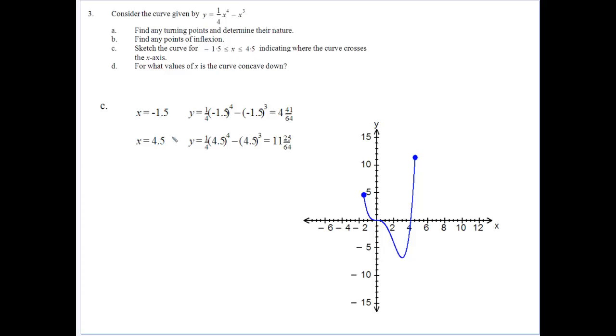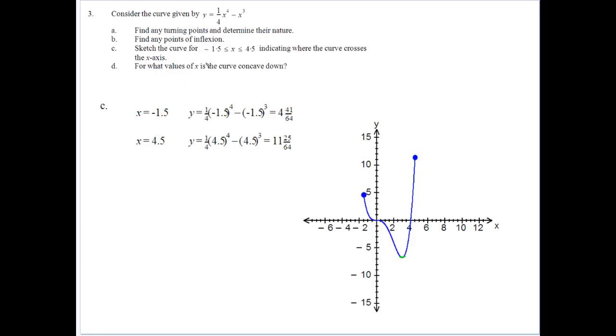So this is where we substitute those in and we get our y values. Not pretty values, but you can see those there. At minus 1.5, we get 4 and 41 over 64. And at 4.5, we get 11 and 25 over 64, which are not very nice values. We're showing our horizontal point of inflection at (0, 0), and our minimum turning point there at 3.